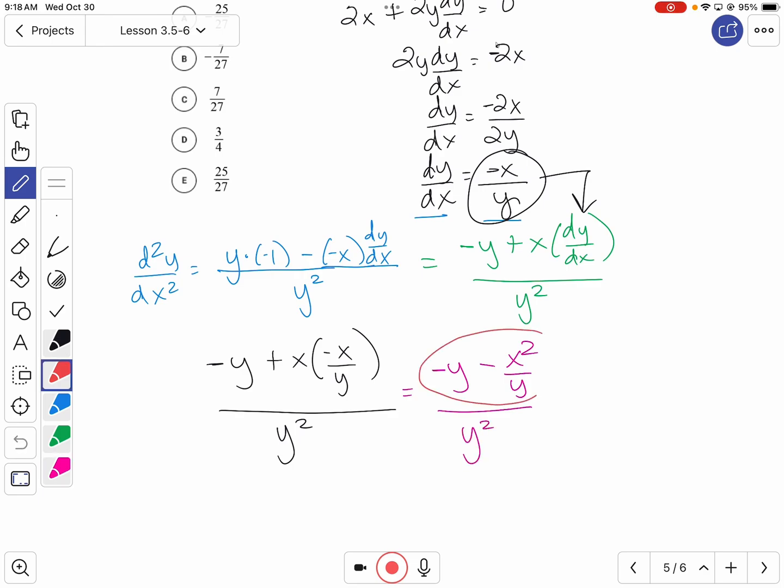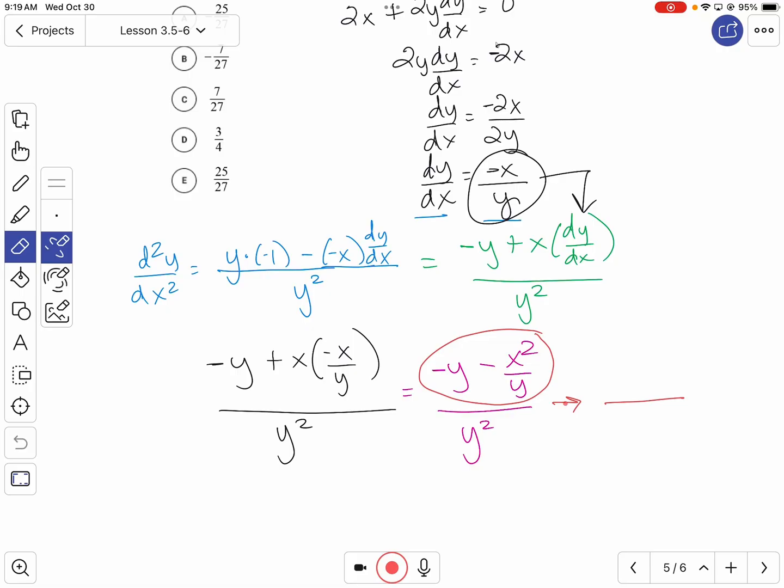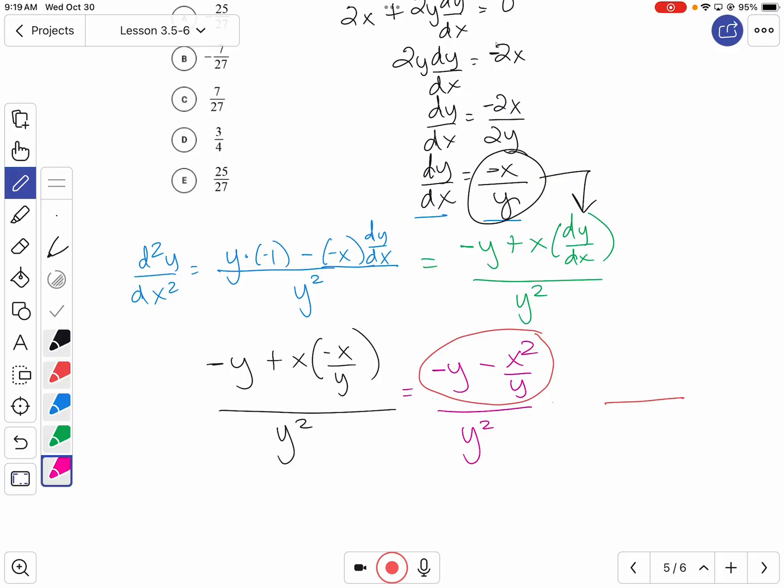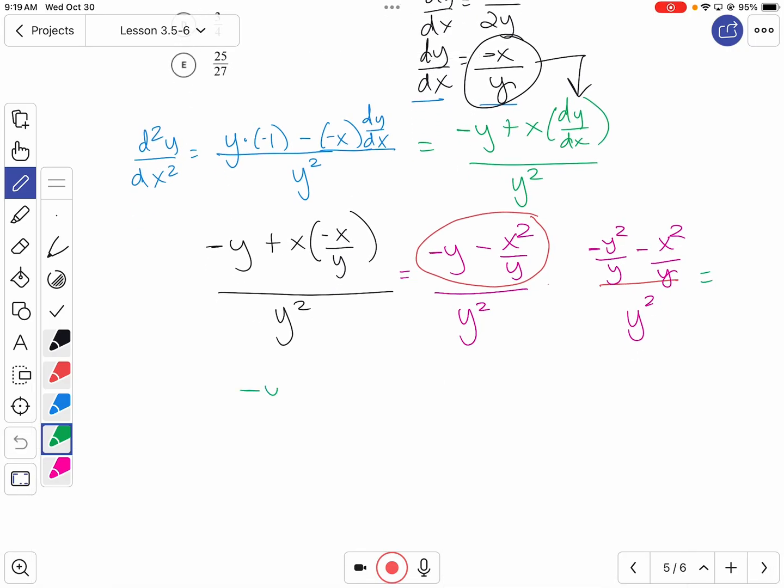I need to take this numerator and get a common denominator. What would my common denominator be in just that numerator? It'd be a y, right? So that would give me a negative y squared over y minus x squared over y. The first one didn't have a denominator at all, so we multiply top and bottom by y. That leaves me with negative y squared minus x squared all over y, divided by y squared.